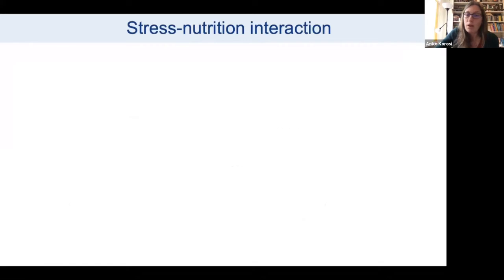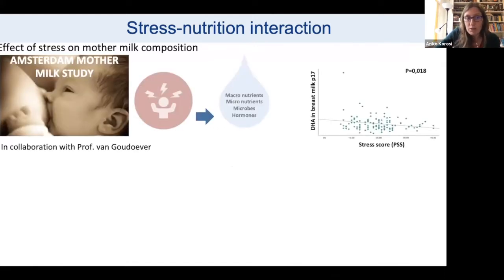One last thing that I would like to mention is that, of course, we are intrigued by how the stress would even lead to a nutritional deficit. And one of the hypotheses that we have is that the breast milk composition of the mother might play an important role. And in order to study this, we have set up the Amsterdam Mother Milk Study together in collaboration with Professor van Houthoever.